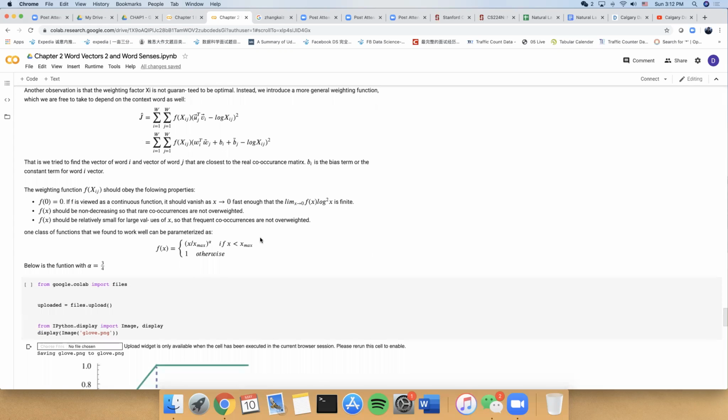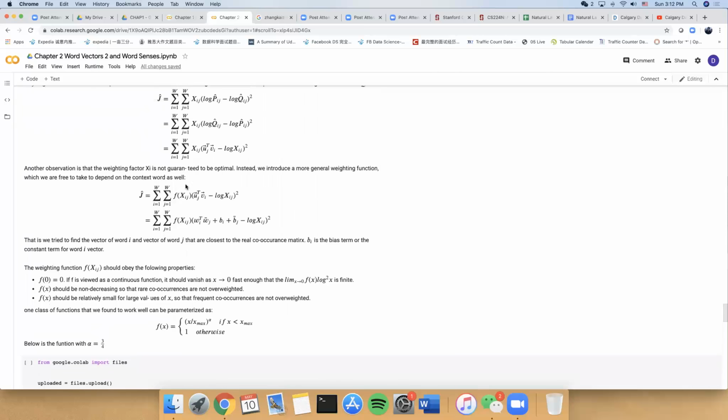Previously we had Xij here, but we changed that to f(Xij). Previously Xij was like an input matrix, but here we transform it into a weighting function, because this value could be huge. We try to transform it into a smaller-dimension function that is going to give us specific values.